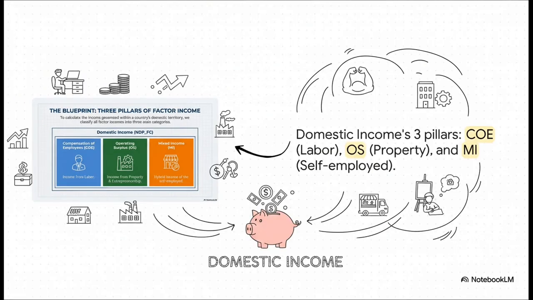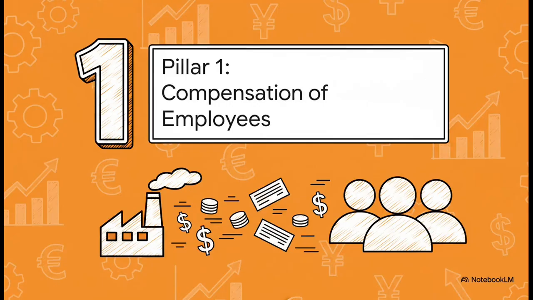And here they are. First, you've got compensation of employees. That's basically all the money earned from working a job. Second is operating surplus, which covers income from owning property and running businesses. And third, we have something called mixed income, a special category for self-employed folks. You add these three up, and what you get is the total income generated inside a country's borders, or its domestic income.